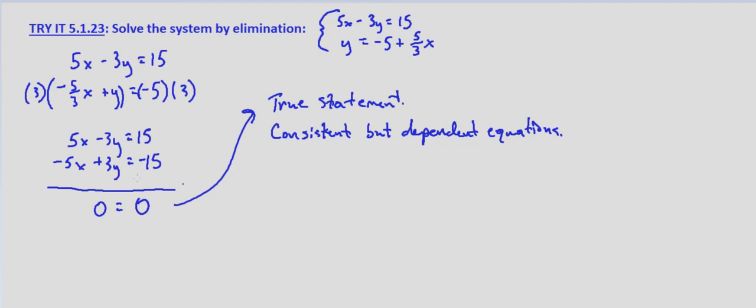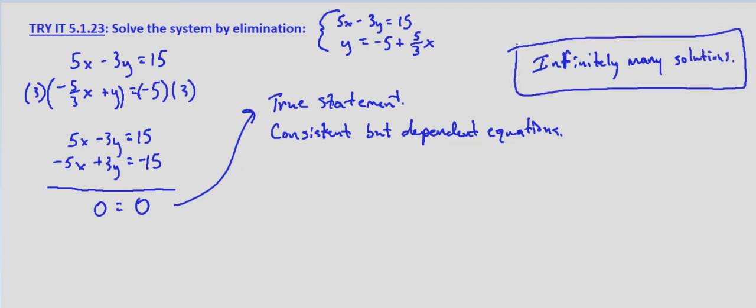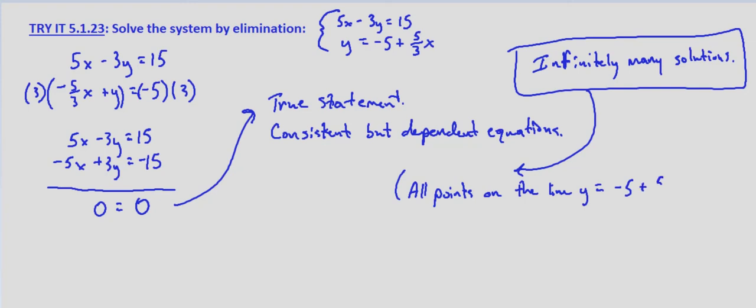So when we clear the fractions and add together, we end up with a true statement, which means that the solution is all real numbers, or there are infinitely many solutions, and those solutions would be all points on the line y equals negative 5 plus 5/3 x, or in slope-intercept form, y equals 5/3 x minus 5.